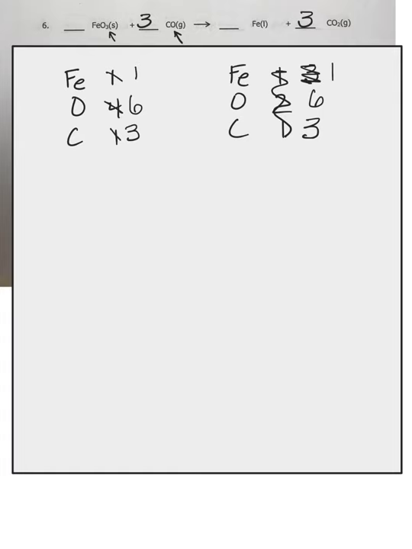Now, I'll get a pointer out again. We've got 1 iron, 6 oxygens, 6 oxygens, 3 carbons, 3 carbons. So sometimes you just have to play with the numbers a little bit. There is another way to do this, but it involves a lot more oxidation numbers and watching the charges of things. So sometimes just doing it by inspection, that's what we're doing here. By looking at it, you have to kind of finagle the numbers. And this is an example of that.